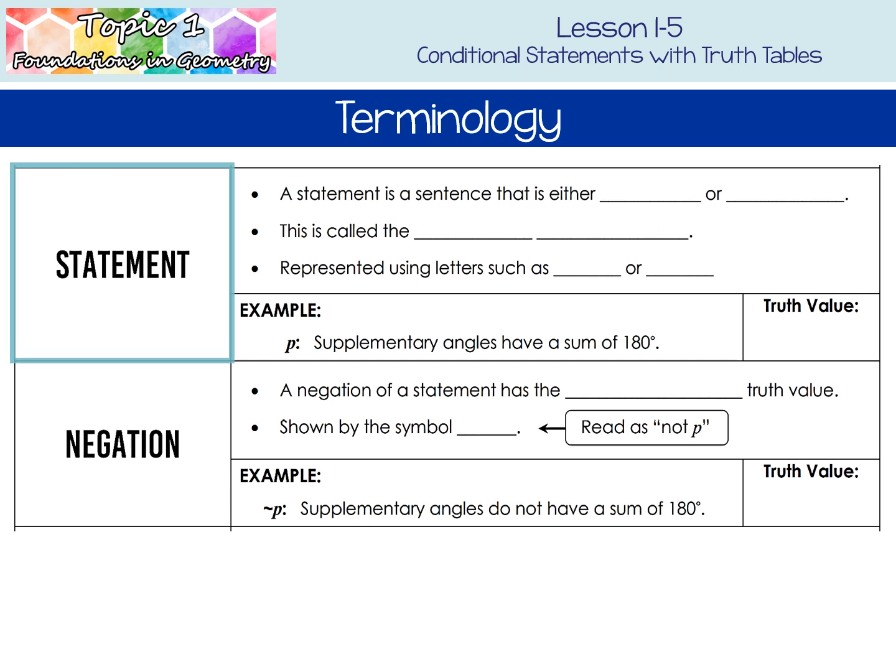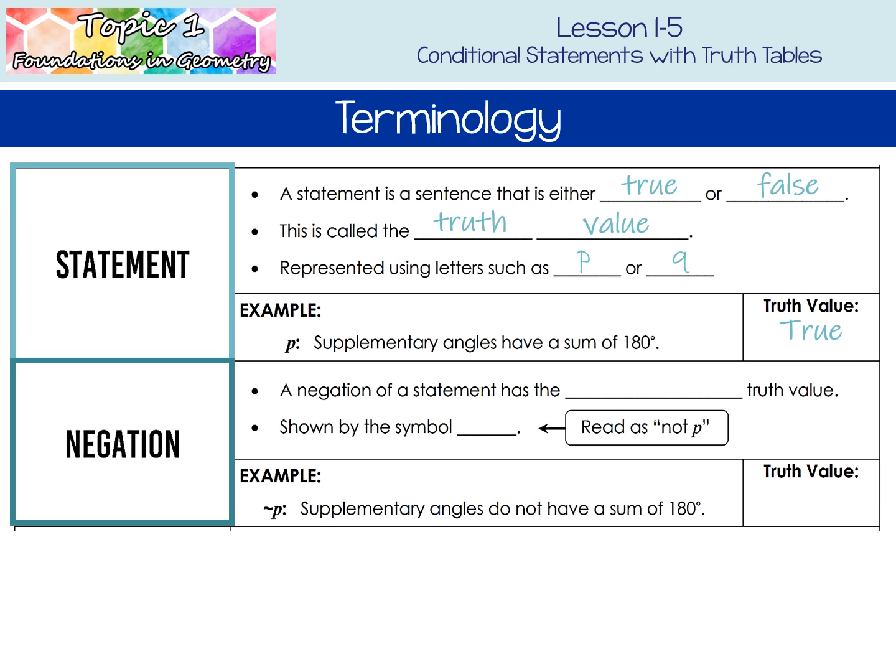Terminology. A statement is a sentence that is either true or false. This is called the truth value, represented using letters such as P or Q. Here's an example. P is supplementary angles have a sum of 180 degrees. Well, we found out in the lesson earlier this week that that is true.